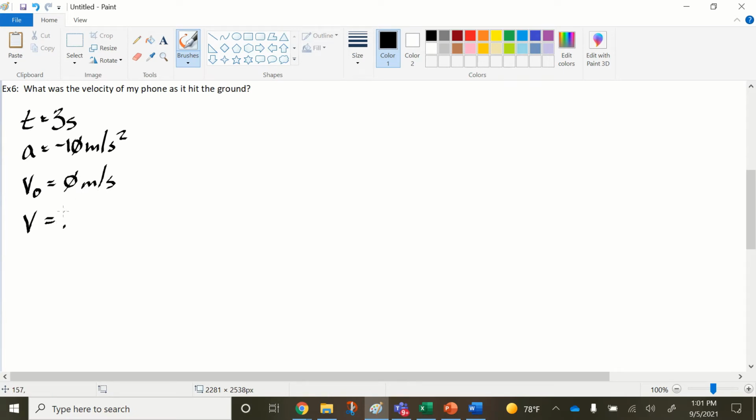I'm looking for my final velocity. I don't know what it is. It's probably going to be in meters per second. You could go ahead and get yourself half a point of credit on the exam just by telling me what units this thing is going to have. And we know that its initial position we set at 0 meters and its final position will be negative 45 meters. All of that came from example number 5, from the previous problem.